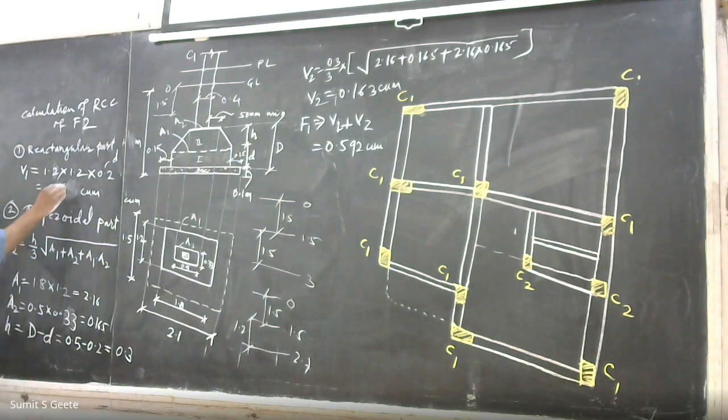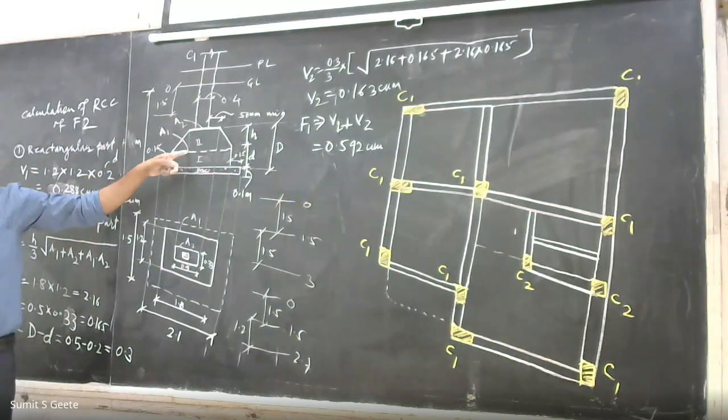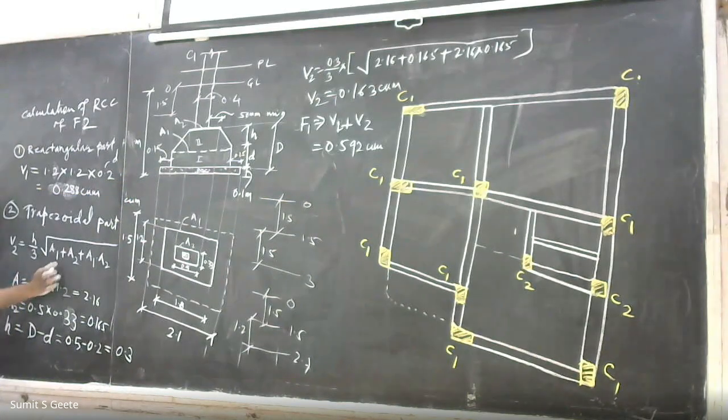Zero point 288. Now, trapezoidal part. Using the formula, what will A1 be? A1 means the area here, which is the same as the size of footing F2. So this is 1.2 by 1.2.